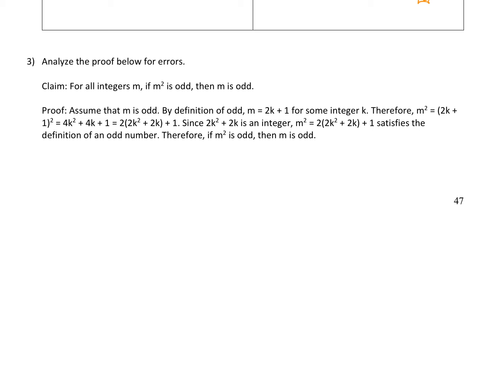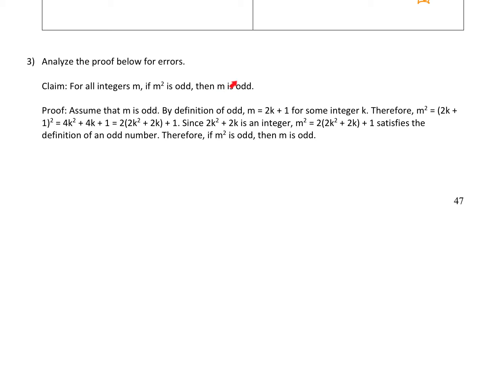Claim: for all integers m, if m squared is odd, then m is odd. So the proof starts with "assume that m is odd," and we've already found our error, right? When you start a proof for an if-then statement, you assume the if part and prove the then part. This has us assuming the then part. That's what we're trying to prove.